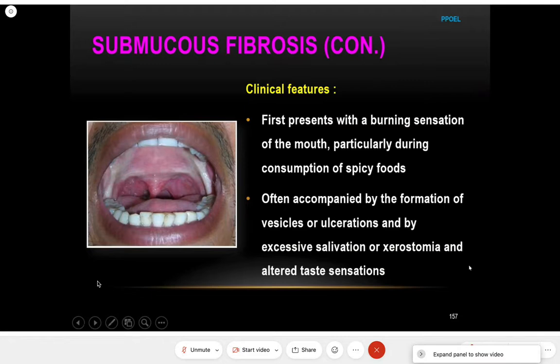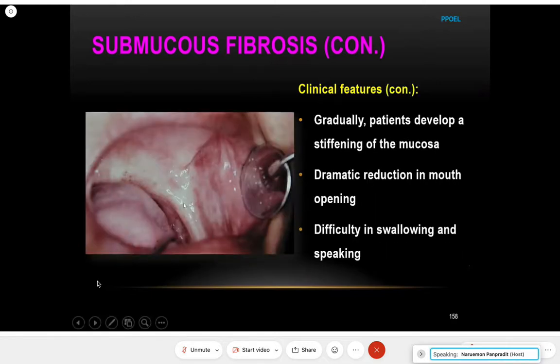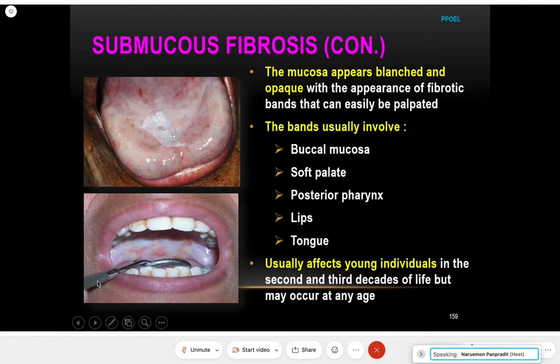submucosal band. The patient sometimes first reports a burning sensation in the mouth, especially with spicy food, then some report vesicles and ulcers, and next report difficulty opening the mouth because of a lot of fibrous formation. Difficult to swallow and speak. This is in the tongue, right? Showing the palate. The patient cannot open the mouth widely. Then it can involve the buccal mucosa, soft palate, posterior pharynx, and tongue.